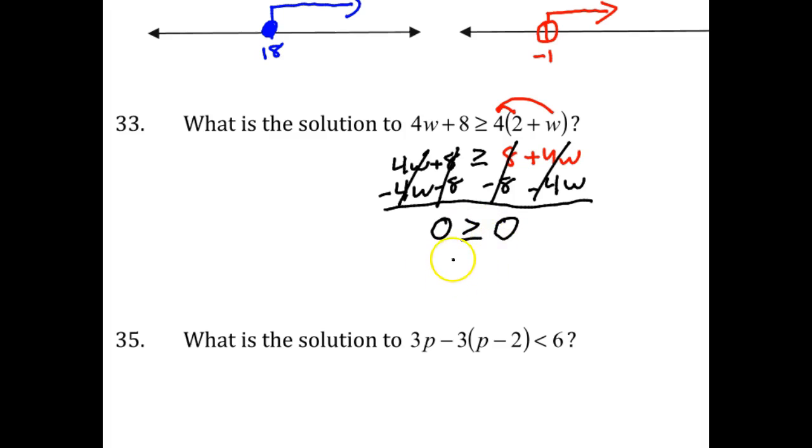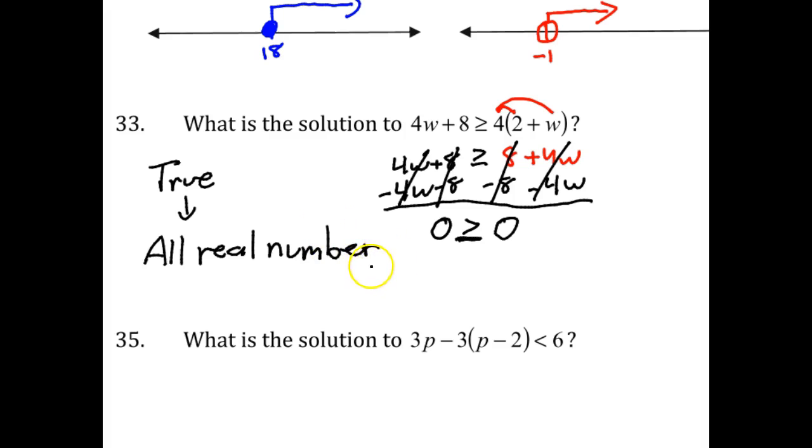So you have to ask yourself, is this a true or false statement? Is 0 greater than or equal to 0? And since we have the equal to, it's a true statement, because 0 is equal to 0. So since this is true, our final answer will be all real numbers. And with all real numbers, if you're doing a check, you can check with any number because every single number is an answer. That's what all real numbers means, that every integer, positive, negative number, decimal, fraction is an answer for this inequality.